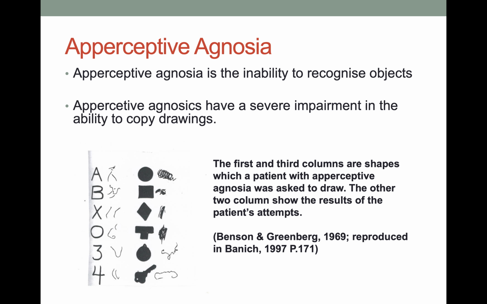So if we have a look here, the first and third columns are shapes which a patient with apperceptive agnosia was asked to draw, and the other two columns are the results of the patient's attempts. So we can see that there is clearly a difficulty in recognising the objects and the ability to copy them.